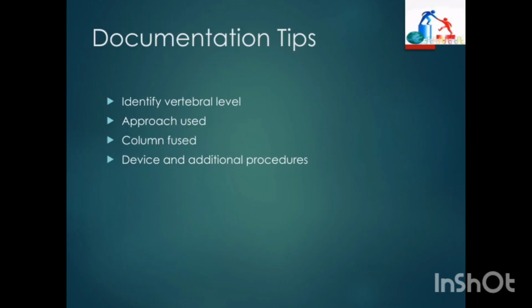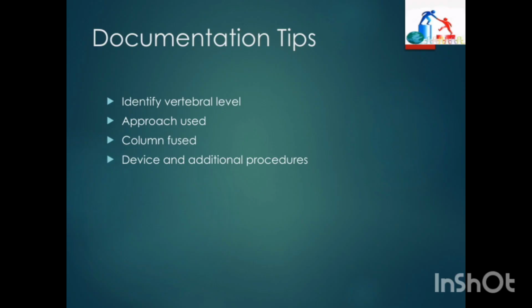Let's start by discussing how to identify the vertebral level. It's crucial to accurately determine this to ensure we're targeting the correct segment. This involves using anatomical landmarks and imaging guidance to confirm the exact level. Next, we'll review the approach used for the procedure. Whether it's anterior, posterior, or lateral, understanding the approach helps us plan and execute the interventions safely and effectively.